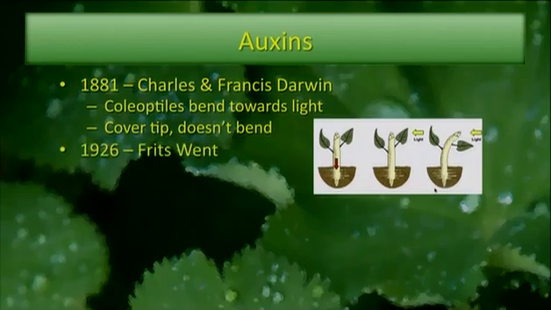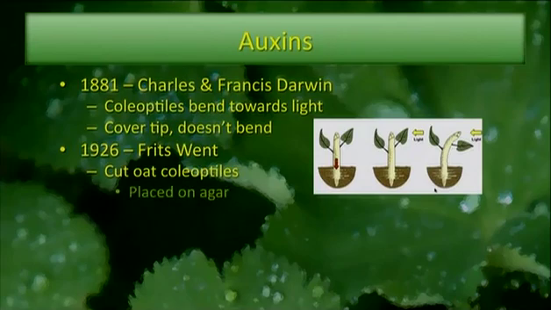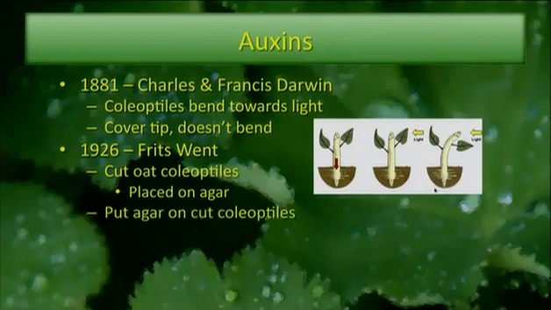Okay, in 1926, Fritz Went cut coleoptiles from oats. Remember, oats are a kind of grass, right? So what he did is he then placed them on agar. Agar is a jelly, a gelatinous substance that's derived from red algae. So you place these cut oat coleoptiles cut side down on agar. Then he cut the agar up and put the agar on coleoptiles that he had cut off.